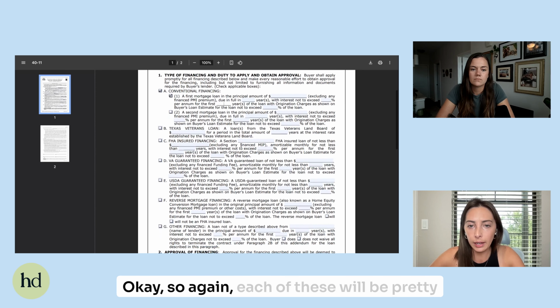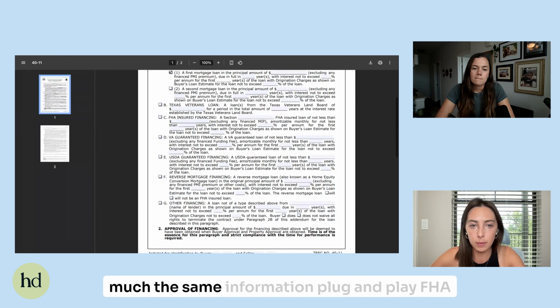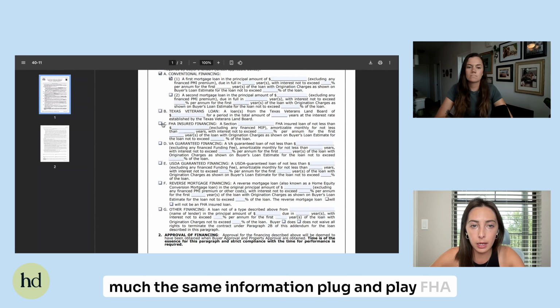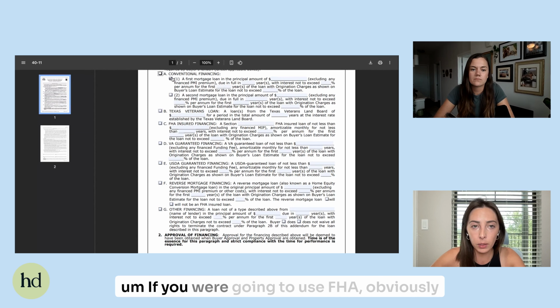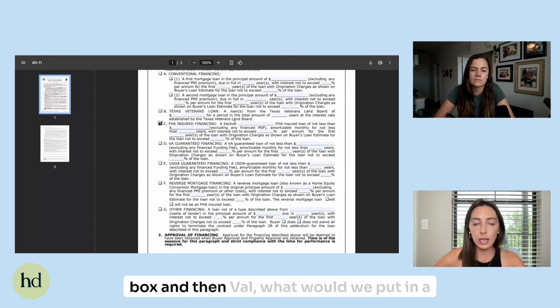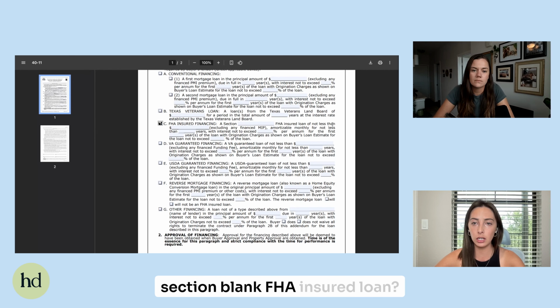Okay, so again, each of these will be pretty much the same information, plug and play. FHA insured financing. If you were going to use FHA, obviously you're going to go in here and click this box, and then Val, what would we put in A section blank FHA insured loan?